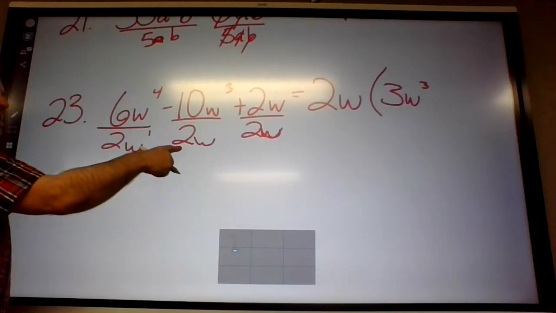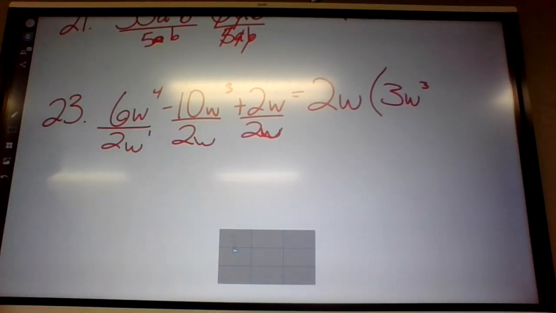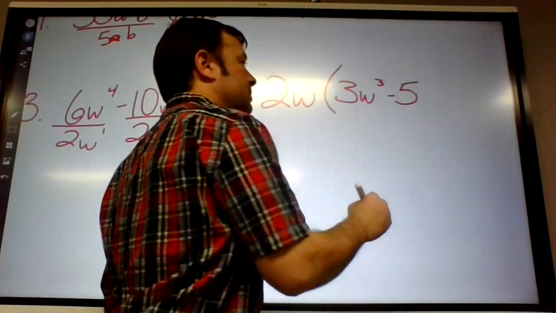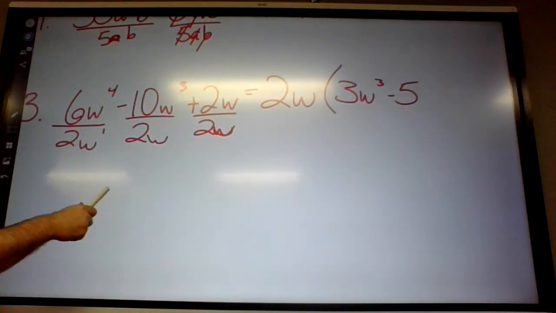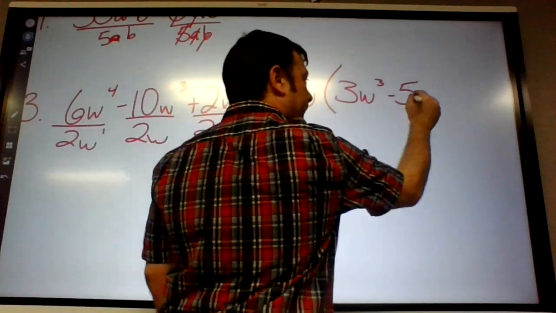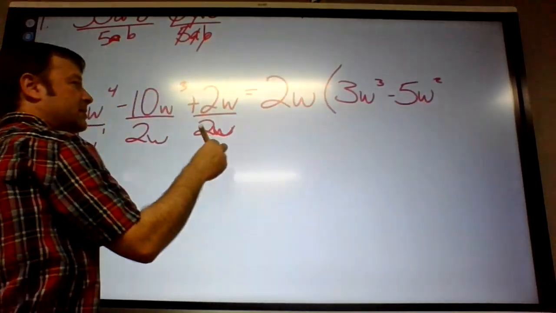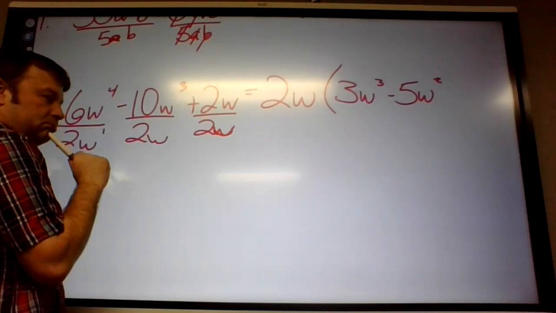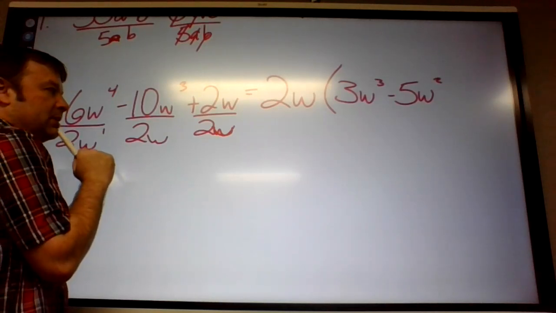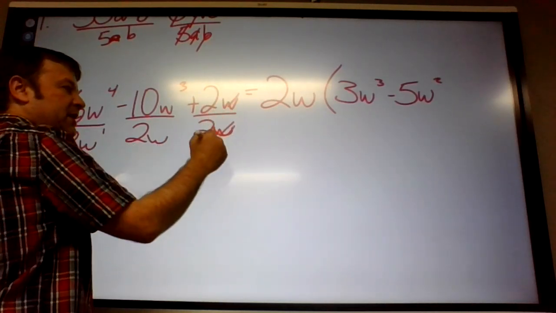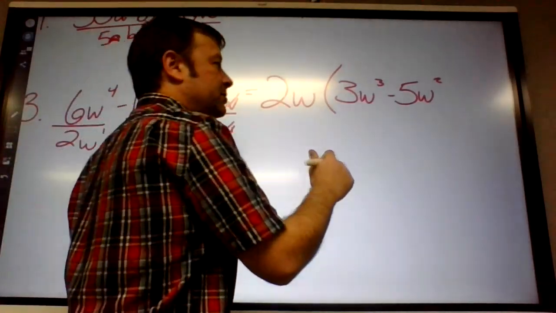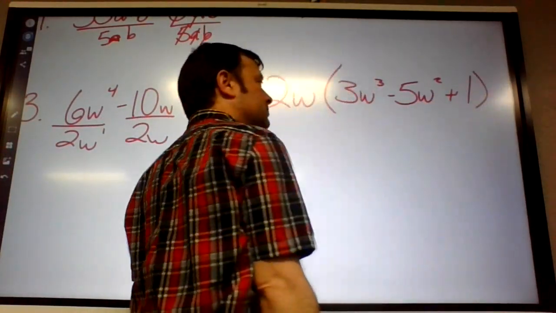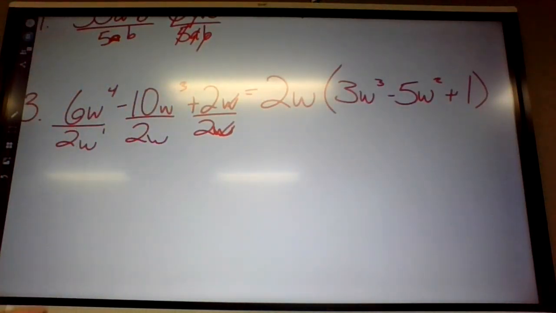Okay, and how about the second one, Hallie? Minus 5, what? Yep. Okay, and the last one? Well, it'd be like W to the 0, which just kind of goes away. So, yeah, 2 divided by 2 is just 1, so it's just a 1.